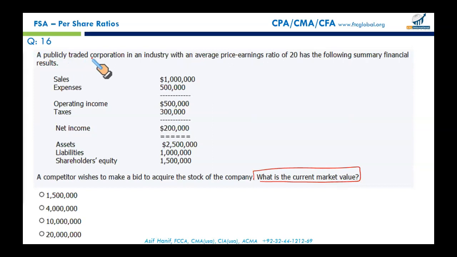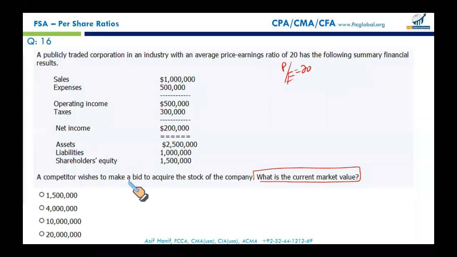It says a publicly traded corporation in an industry with an average price earning ratio of 20. PE ratio for the whole industry. PE can be calculated for individual companies. PE ratios for the whole industry are also calculated, available in industrial journals. So the PE for the whole industry is 20 in this case. And this company is operating in an industry where the PE is 20. We have these financial data: sales, expenses, operating income, taxes, net income, assets, liability, equity.